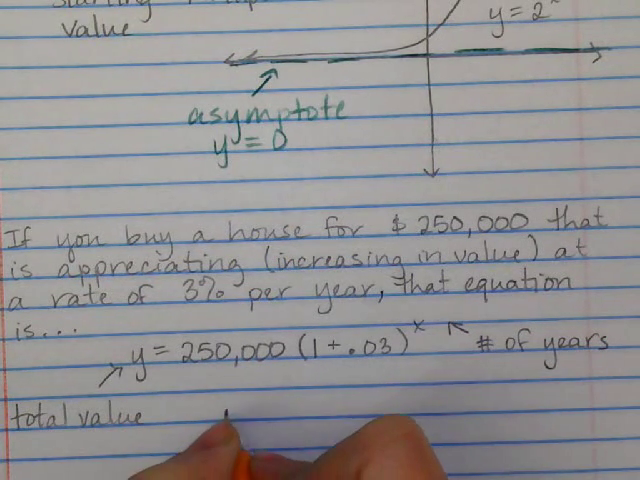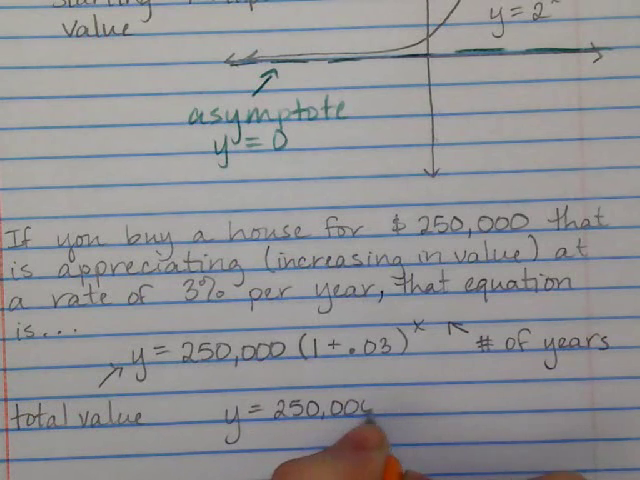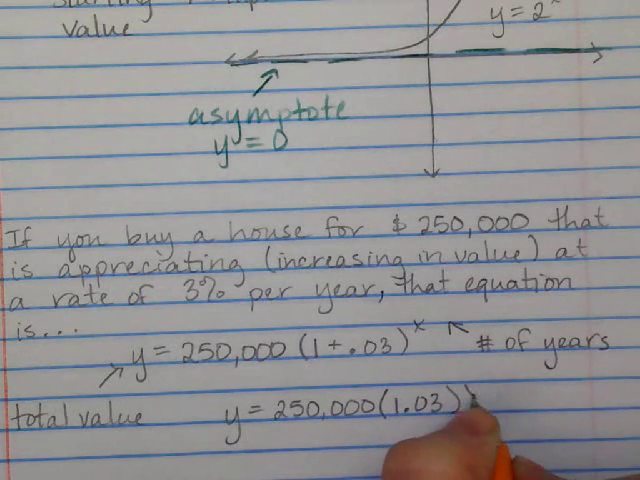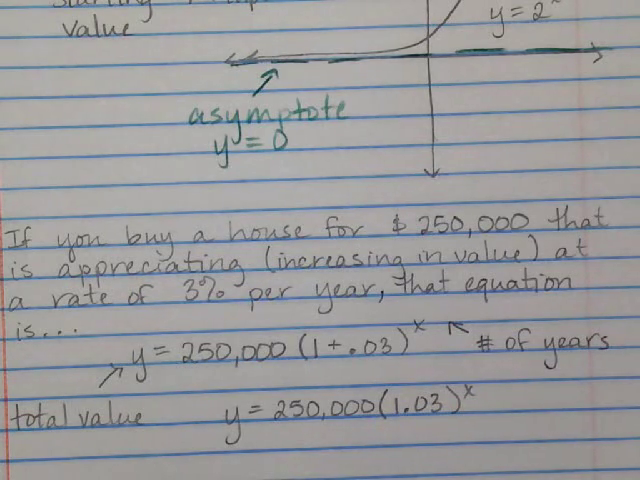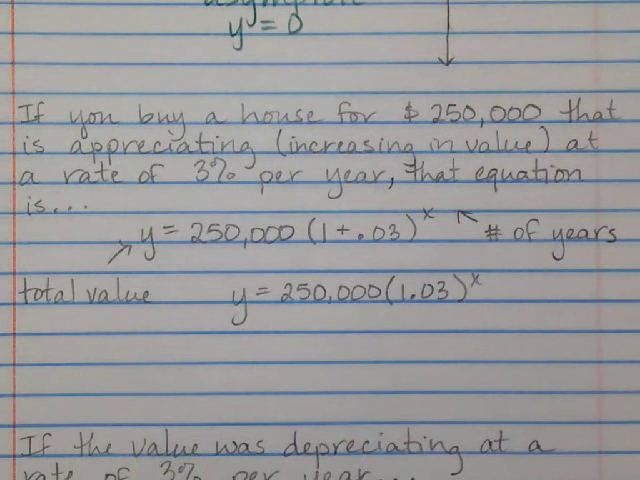So if I want to rewrite that without it being 1 plus 0.03, it's 250,000 times 1.03 to the x. And that's my exponential equation for the value of that house.